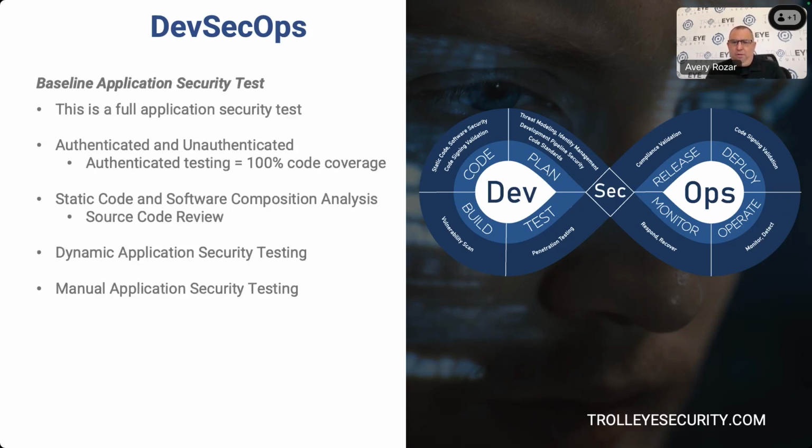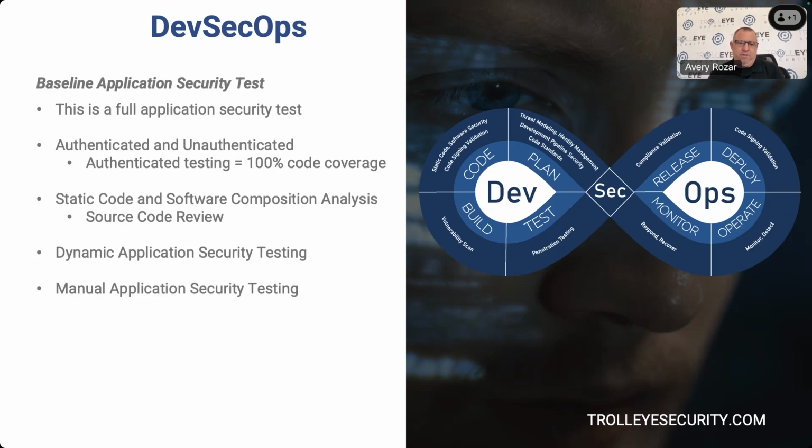So, where do you start? Well, assuming that you're working with an existing suite of applications, you really have to start with a baseline testing. This baseline security testing must include authenticated and unauthenticated security testing to get 100% code coverage. It should also include static code analysis and software composition analysis, so you know where you're starting with. You know what you're working with, and then later on when you're testing, you only have to test the deltas, and we'll talk about that in a minute.